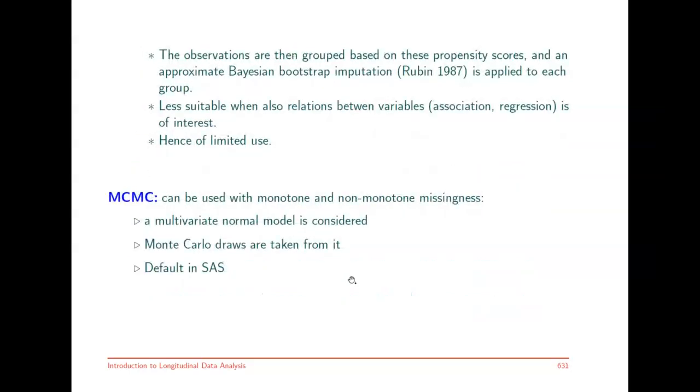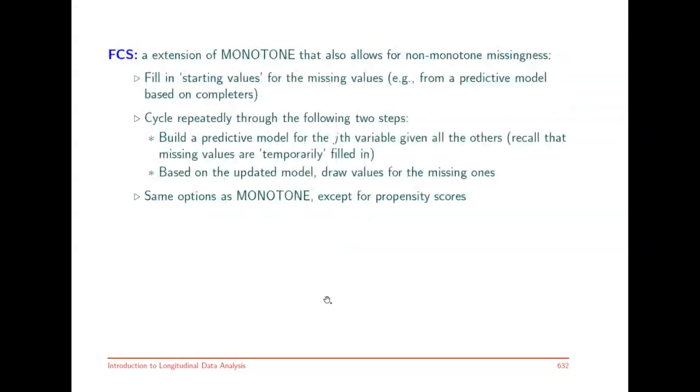We also have MCMC. MCMC works with any type of missingness. So we build a big multivariate model for my vector of outcomes, and I draw from that. A full multivariate model, but that may sometimes be a bit complex, especially when you have some outcomes continuous in the same data set, and some outcomes binary, some categorical, some count, some time to event. Yeah, what multivariate model should I consider for that? That's not easy. So that's why we also have full conditional specification.